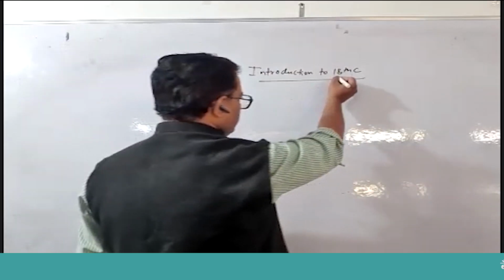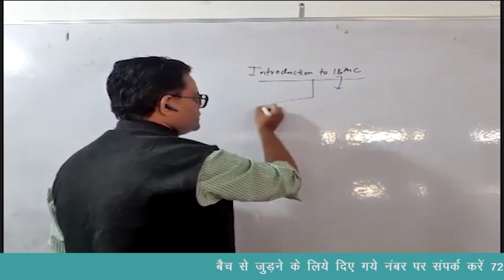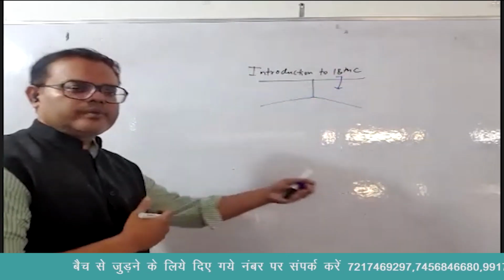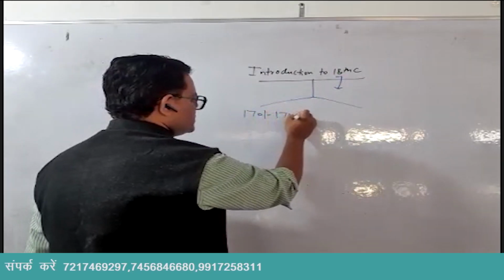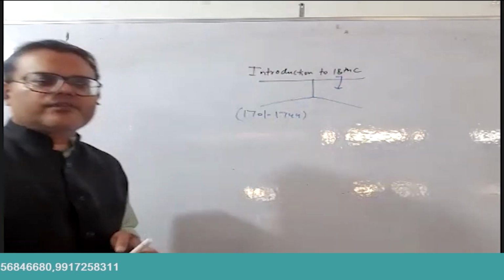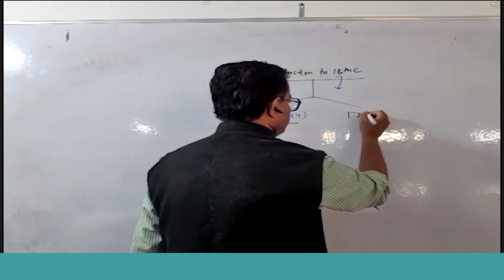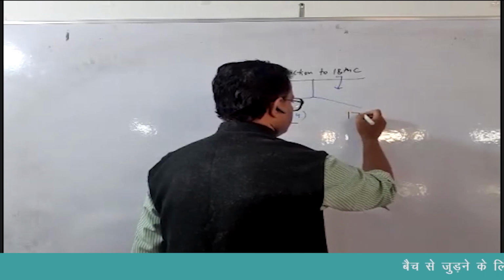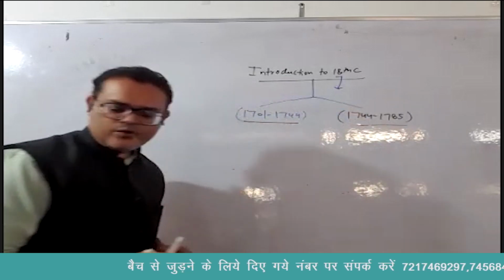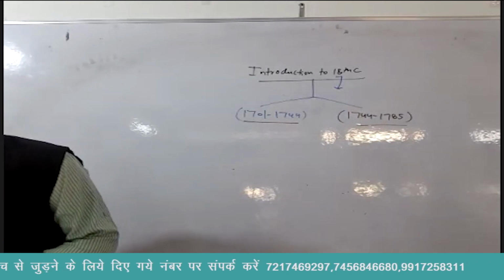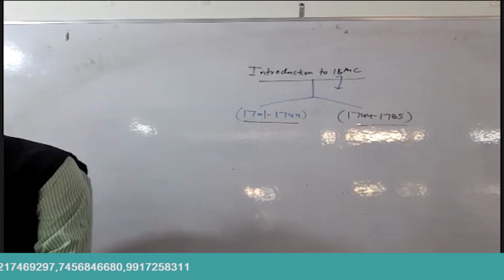So if we look at 18th century, broadly speaking, we can divide this into two halves. You can do this along with me, whatever I am doing. That is the first half from 1701 to 1744. This is the first half of the 18th century. And the second half is from 1744 to 1785. This is the second half of the 18th century, right?